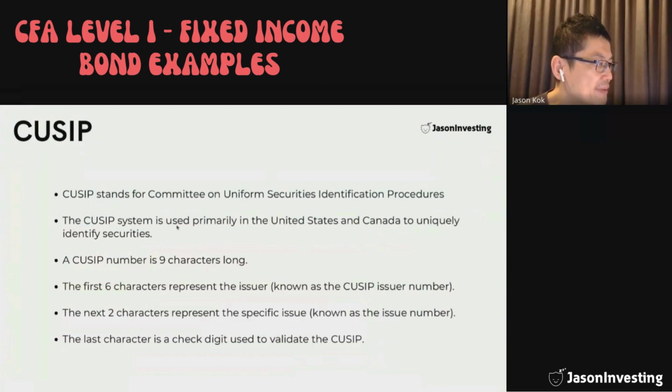The CUSIP system is used primarily in the United States and Canada to uniquely identify securities. A CUSIP number is 9 characters long. The first 6 characters represent the issuer, known as the CUSIP issuer number. The next 2 characters represent the specific issue, known as the issue number. And the last character is just a check digit used to validate the CUSIP.